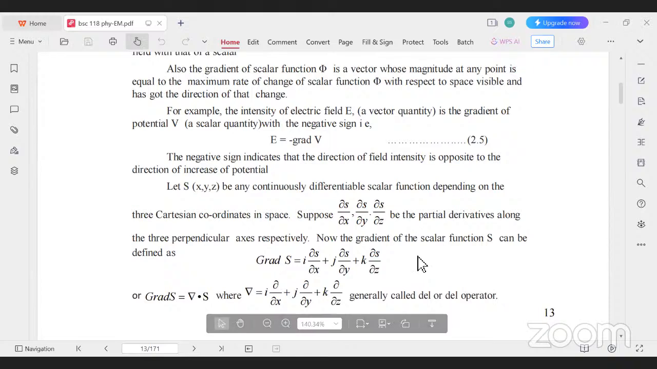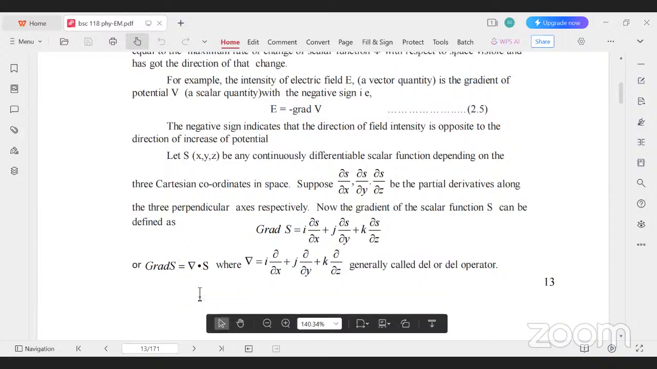Now the gradient of the scalar function S can be defined as grad S, that is i of dou S by dou x, j of dou S by dou y, k of dou S by dou z. S is nothing but space. So we can write del as i of dou by dou x plus j of dou by dou y plus k of dou by dou z, generally called del or the del operator. Now we know what is divergence. Now we know what is grad.